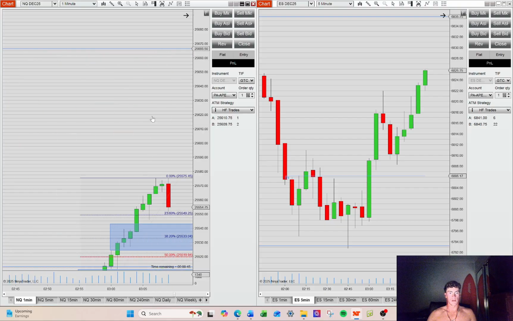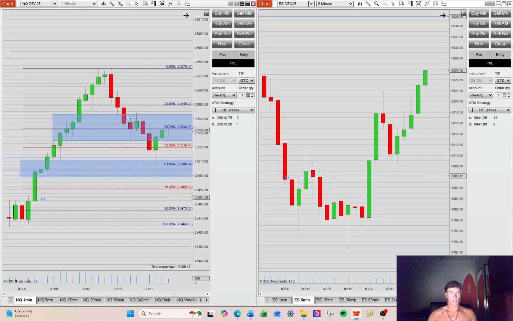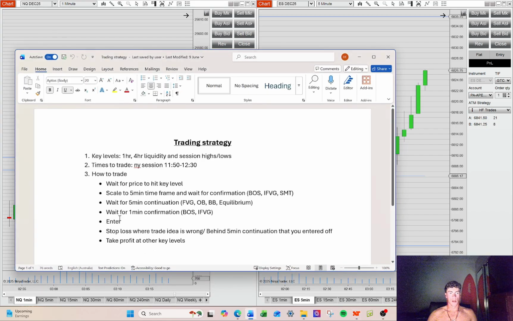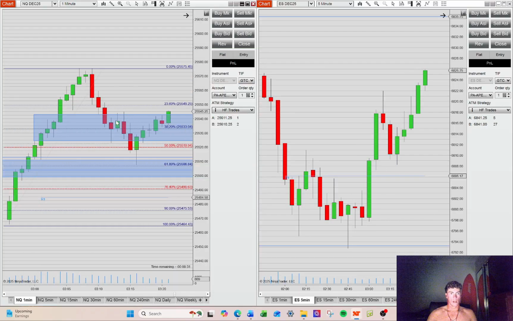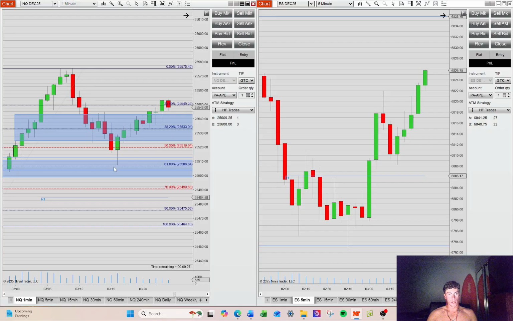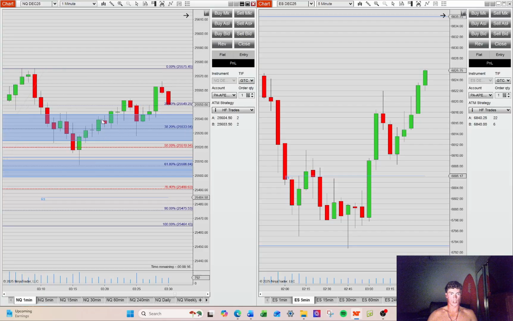Where are we? Here we are. Yep, so once price came into this fair value gap, I go to the 1 minute, and then from there I'm looking for a break of structure or an inverse fair value gap. And then we come down, fully fill this fair value gap, and then we even go down into this more discounted fair value gap, which is great for this trade. Come into it, push out of it nicely, get the break of structure on the 1 minute here.